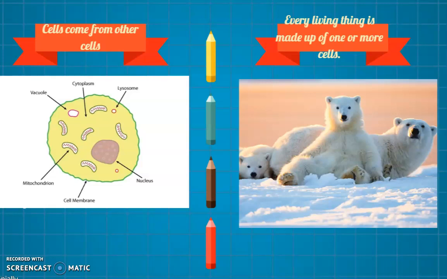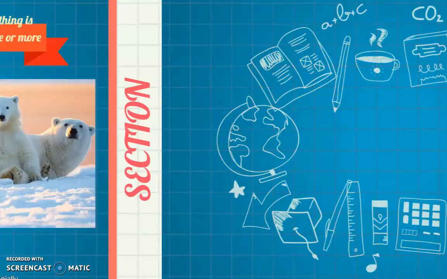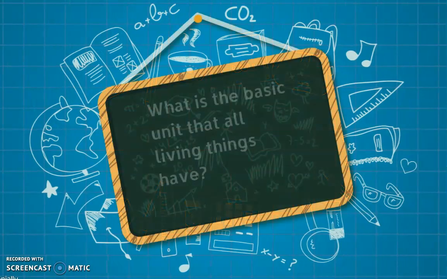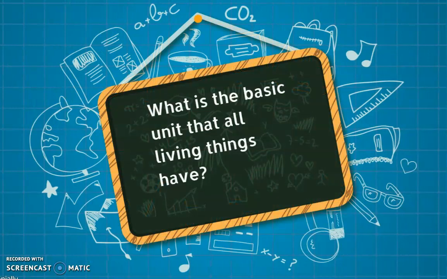And then they came up with another postulate that said every living thing is made up of 1 or more cells. And the third postulate says cells are the basic unit of life. That means that cells carry out the functions that are needed to support life. You can read about the postulates on page 13.